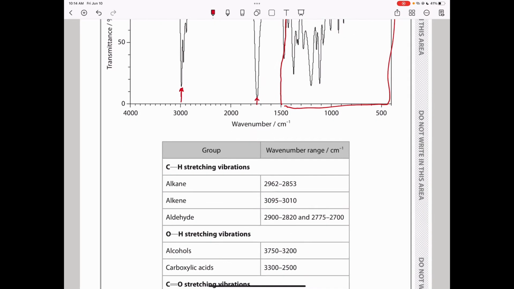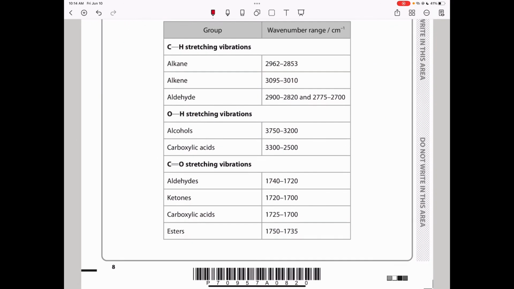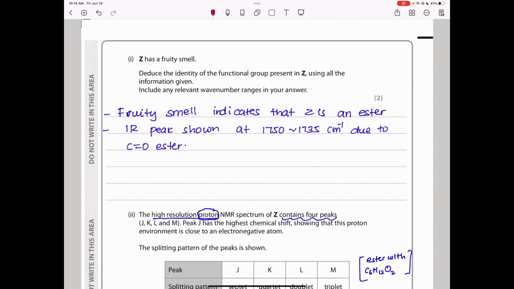And they gave us here basically the table of wave numbers, and I'll go to the first question, the next part. They say Z has a fruity smell. Fruity smell confirms ester. It's an ester. So they said deduce the identity of the functional group present in Z using all the information given, and include any relevant wave number ranges in your answer. So here I said the fruity smell indicates that Z is an ester. However, we have to go back to the peaks and be able to identify.